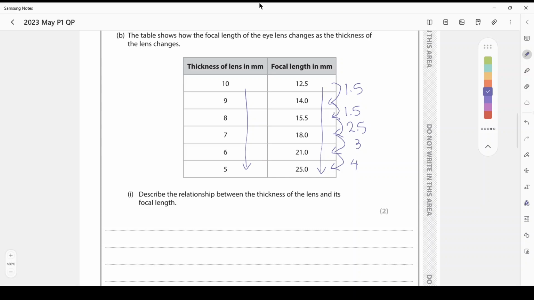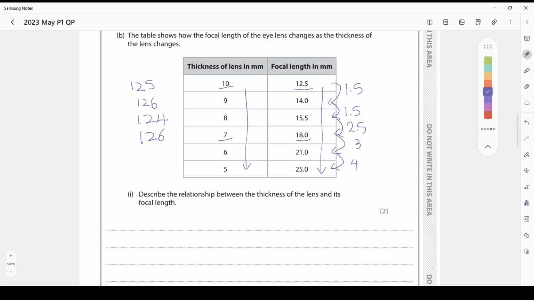Another thing that's mentioned in the marking scheme is that these 2 variables are inversely proportional. So it says in the marking scheme, when these 2 variables are multiplied, it gives you a constant. And we can see that here. So for example, if you times 10 and 12.5, that gives you 125. If you times 9 and 14 together, that gives you 126, which is quite similar. If you times 8 and 15.5 together, that gives you 124. If you times 7 and 18, that'll give you 126. So you can see the numbers are quite similar.